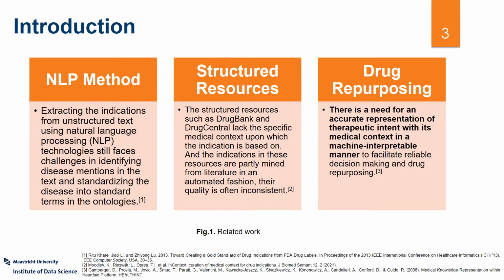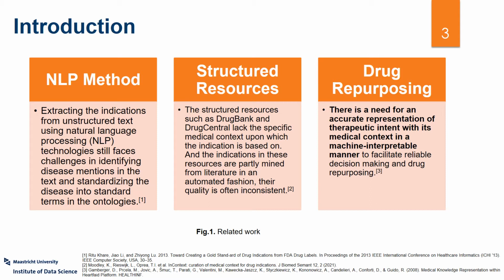There have been some attempts to capture the medical context of the drug from the structured resources, but extracting the indications from the unstructured text using the natural language processing technology still faces some challenges in identifying disease mentioned in the text and standardizing the disease into standard terms in the ontologies. And also for DrugBank and DrugCentral, the structured resources such as these link the specific medical context upon which the indication is based on, and the indication in these resources are partly mined from the literature in an automatic fashion, so their quality is often inconsistent.